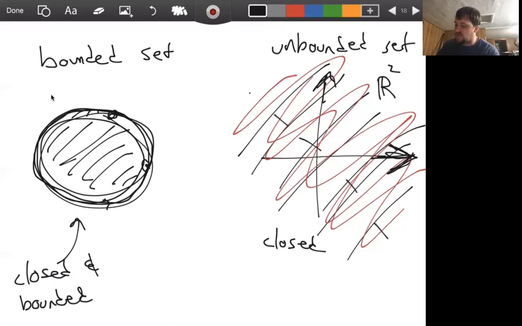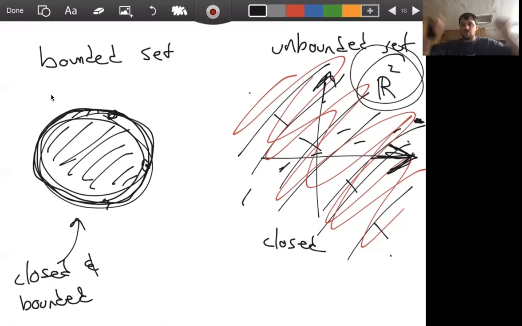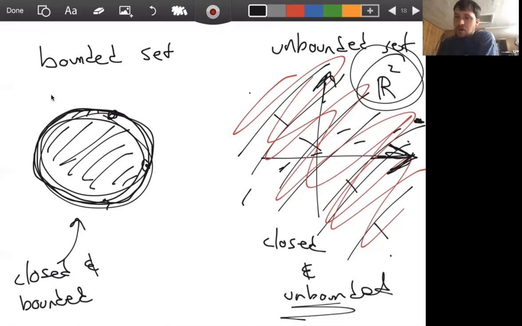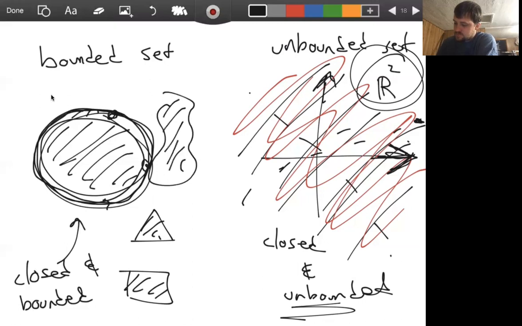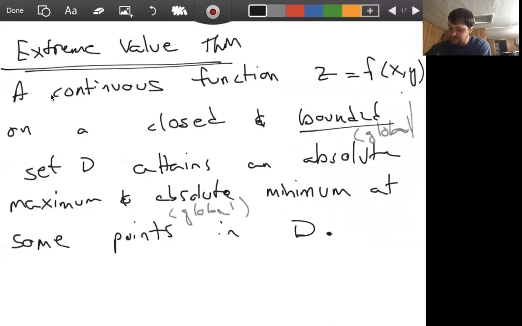Take any sequence of points in two-dimensional space, take some converging sequence, and their limit points still live within the plane, but it's unbounded, right? There's no restriction on how far out I go. So this is closed and unbounded. And so what we're looking at is closed and bounded sets. So these are very nice sets, like a domain of like a triangle or a rectangle or a circle or some shape, right? Closed and bounded are very nice sets in R2.